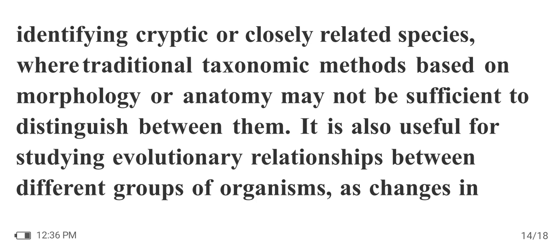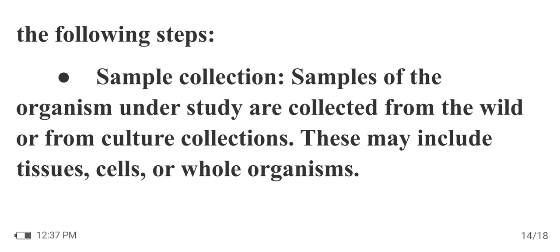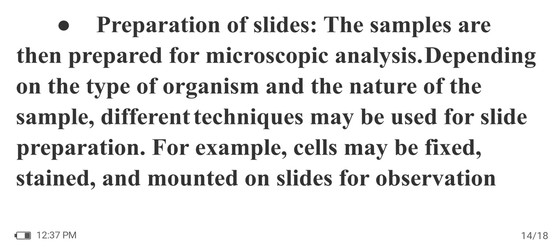It is also useful for studying evolutionary relationships between different groups of organisms, as changes in chromosome number or structure can provide insights into the patterns of speciation and diversification. Procedure: sample collection. Samples of the organism under study are collected from the wild or from culture collections. They may include tissues, cells, or whole organisms.